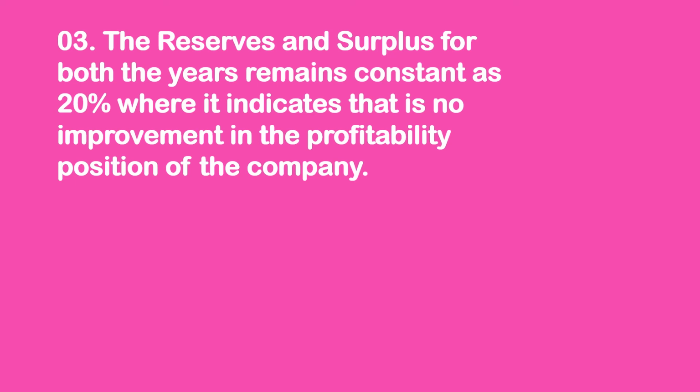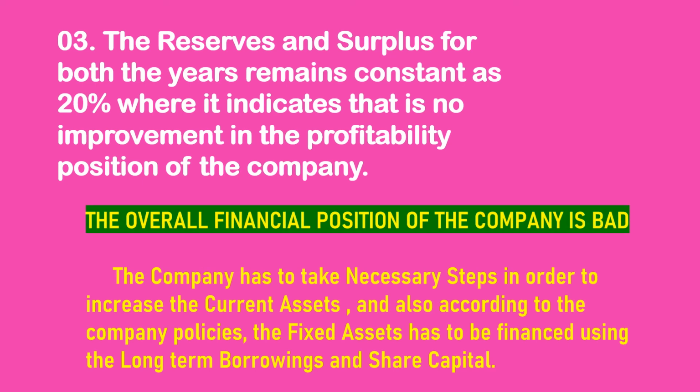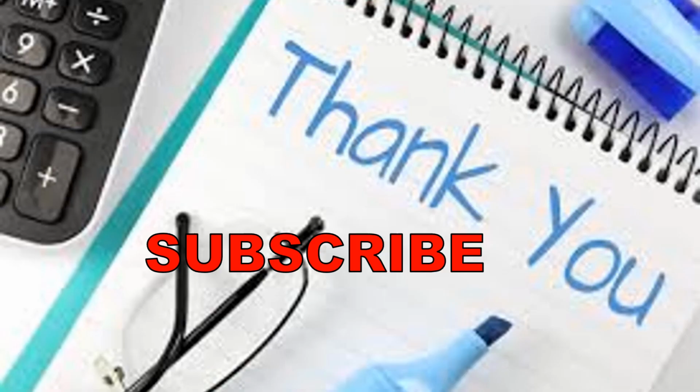As we have studied the liquidity position, solvency position and profitability position of the company, we can come to a conclusion saying that the overall financial position of the company is bad. Hence it is bad. We have to write the suggestion for the company that it has to take the necessary steps in order to increase the current assets and also according to the company policies. So the fixed assets has to be financed using the long-term borrowings and share capital according to the company policies.